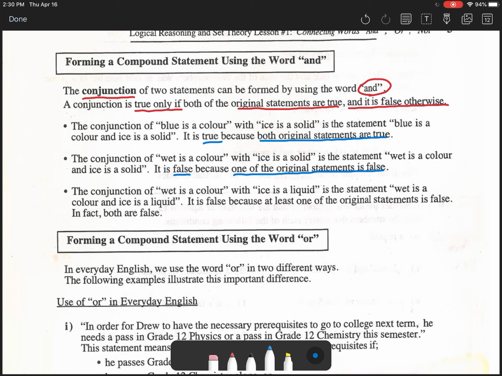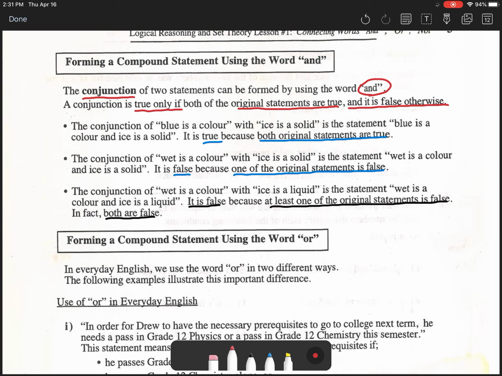The conjunction of wet is a color with ice is a solid is the statement wet is a color and ice is a solid. It is false because one of the original statements is false. Next example, the conjunction of wet is a color with ice is a liquid is the statement wet is a color and ice is a liquid. It is false because at least one of the original statements is false. And in this case, both are actually false. So in order for a conjunction to be true, both portions have to be true. If one or both are false, then it is false in itself.